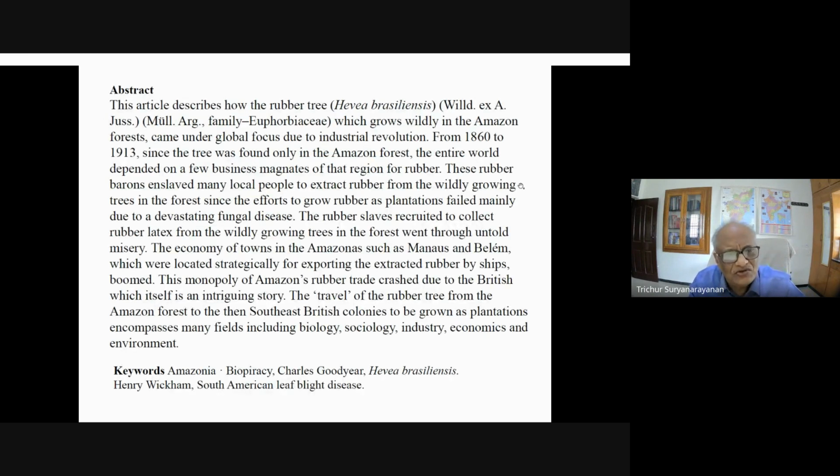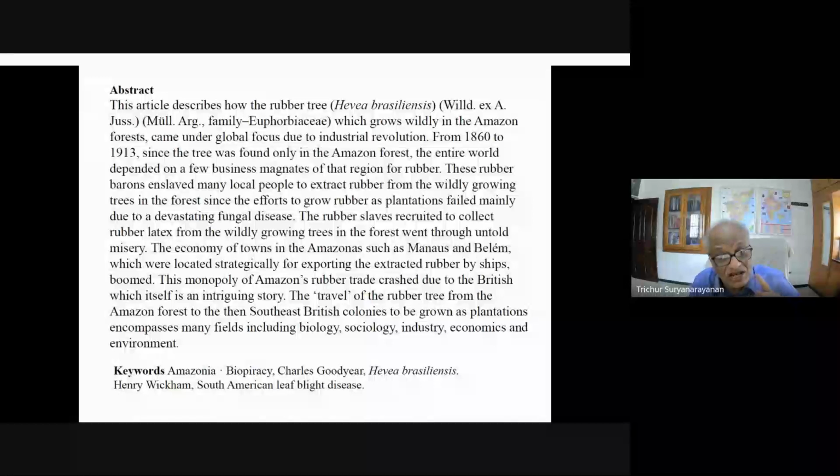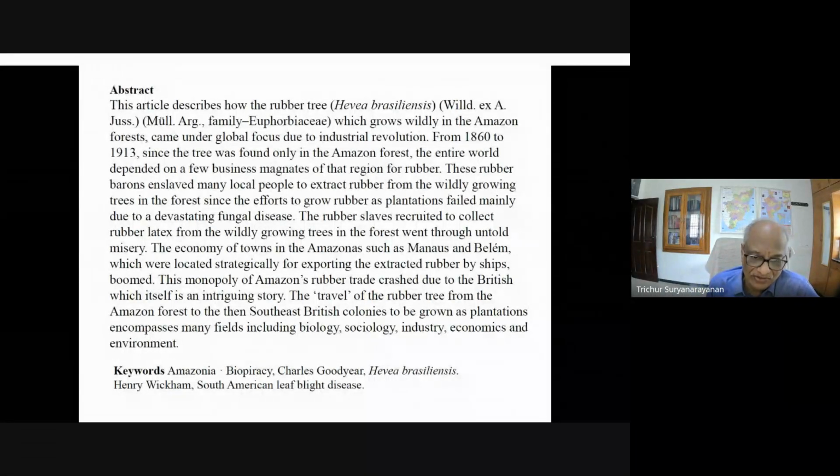That's the title. Now you quickly see this abstract. This article describes how the rubber tree, which grows widely in the Amazon forest, came under global focus due to the industrial revolution. From 1860 to 1913, since the tree was found only in the Amazon forest, the entire world depended on a few business magnates of that region for rubber. The rubber barons enslaved many local people to extract rubber from the wildly growing trees in the forest. Since the efforts to grow rubber as plantations failed mainly due to a devastating fungal disease, the rubber slaves recruited to collect rubber latex from the wildly growing trees in the forest went through untold misery.